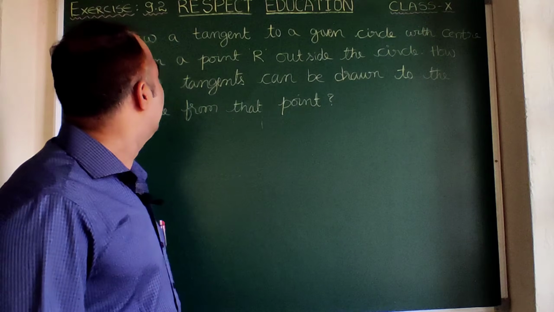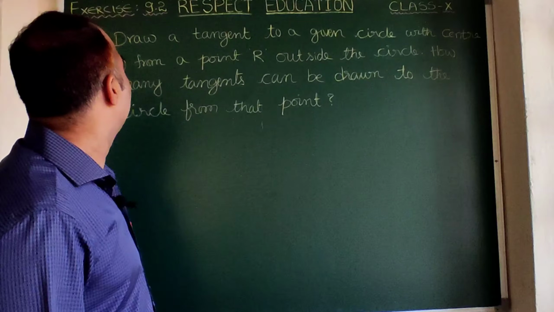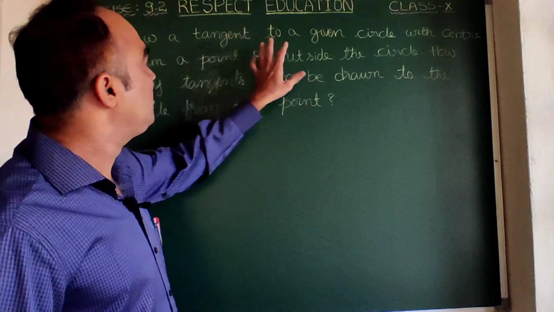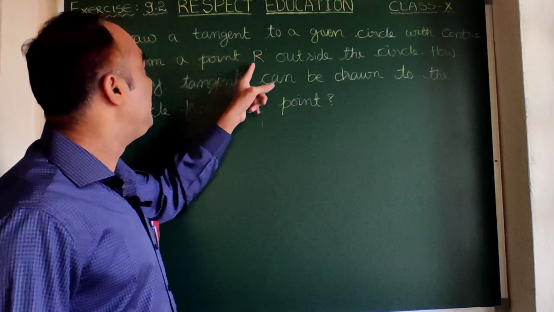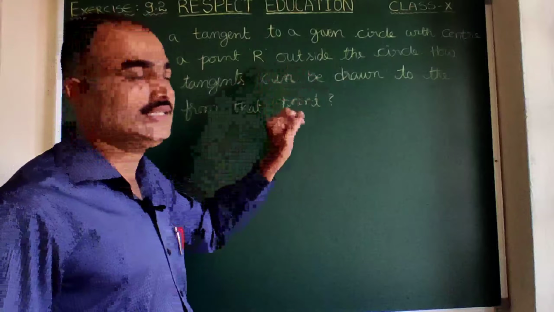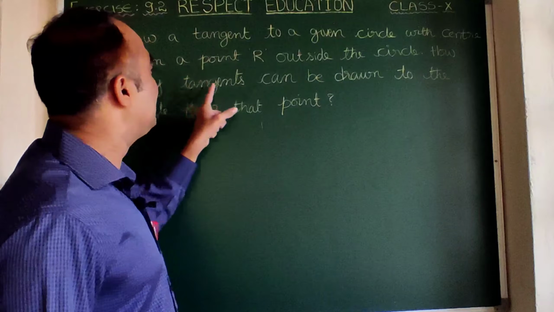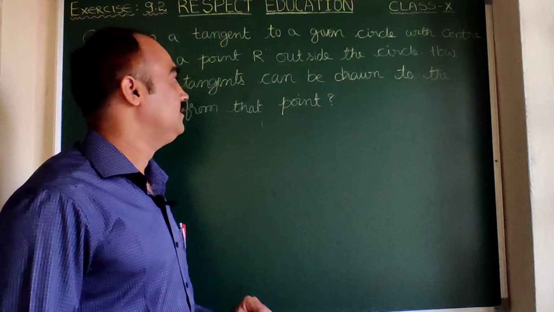Now let us see exercise 9.2, question number 9. Draw a tangent to a given circle with center O from a point R outside the circle. This point R is outside the circle. How many tangents can be drawn to the circle from that point?